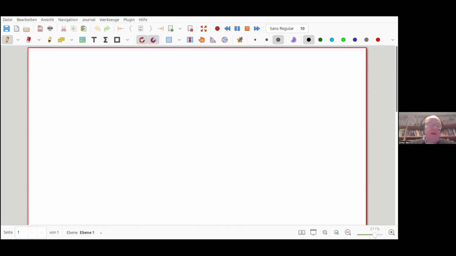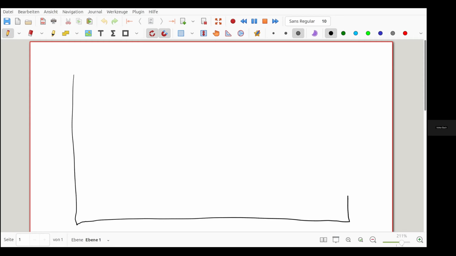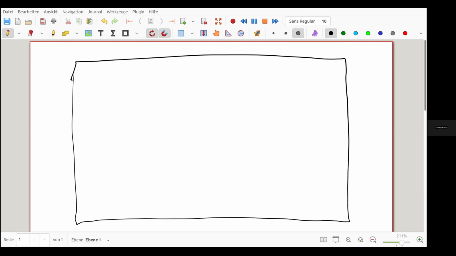I switch off my camera for the moment, because I flipped the screen. So I would like to do some drawing of the way I think about quasi-free states and the density matrices. Imagine that the whole canvas here is the set of all density matrices. This is the DM I had before.